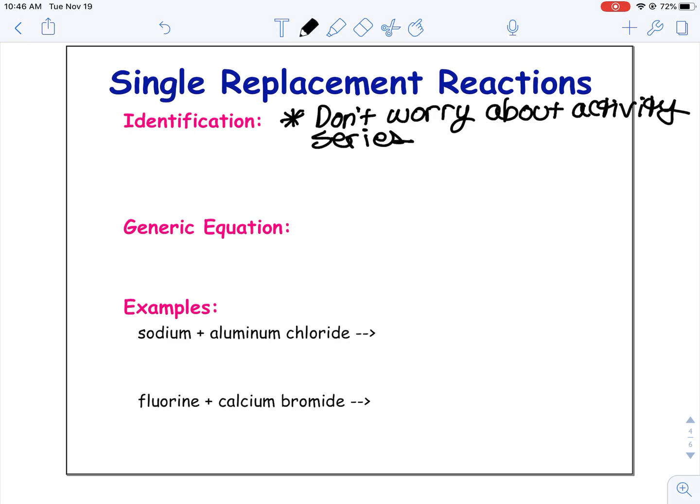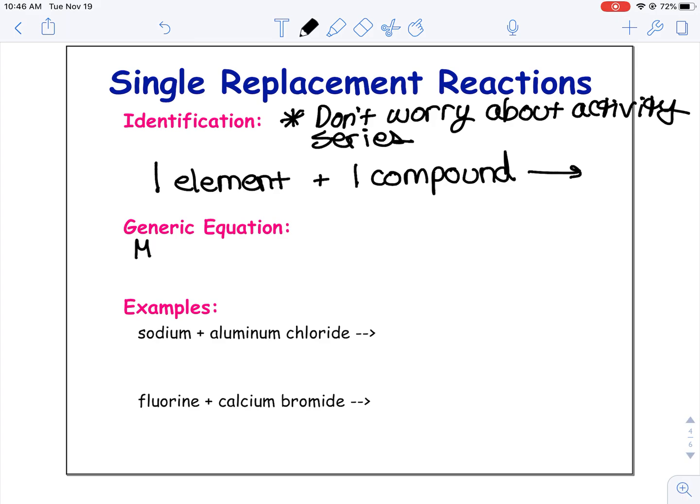So in a single replacement reaction, the way you identify that type in the reactants is by the fact that you will see one element and one compound reacting. There are two types of generic equations for this. One equation is for when the element is a metal, the other equation is for when the element is a nonmetal.